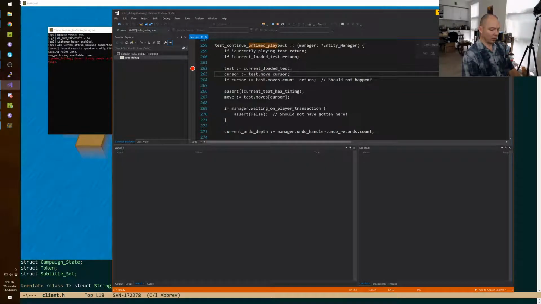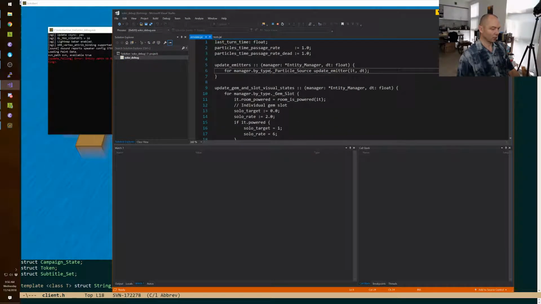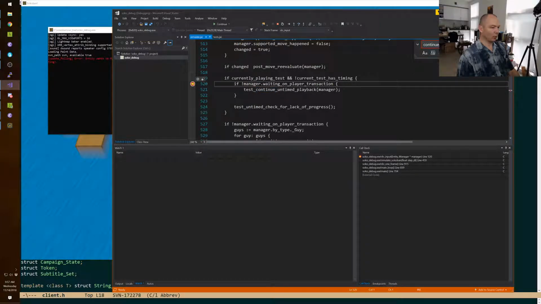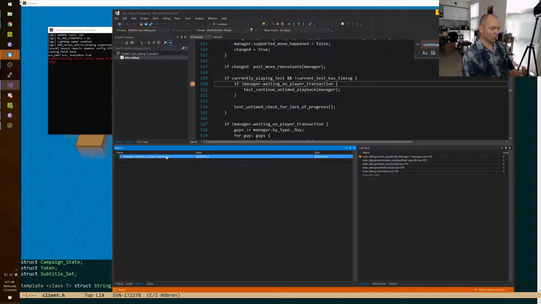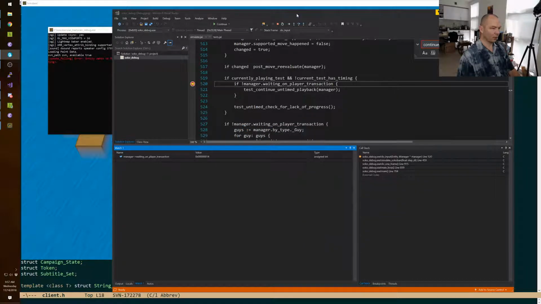So simulate. So we are obviously waiting on player transaction. Okay. So why did this thing... No, I don't care. Do not check for updates. Fuck you. All right.